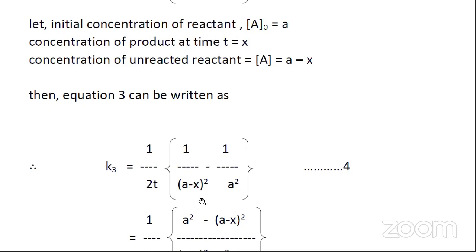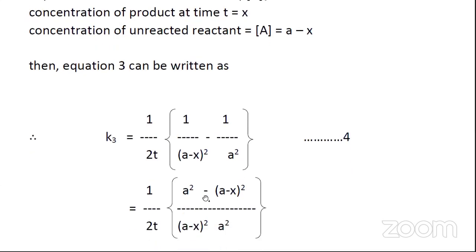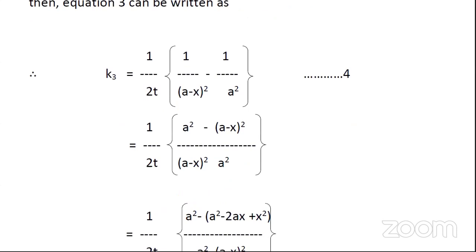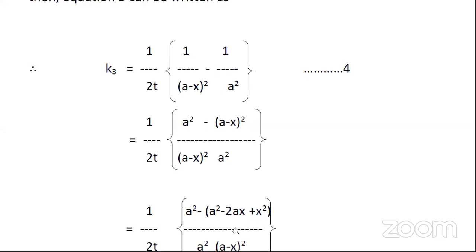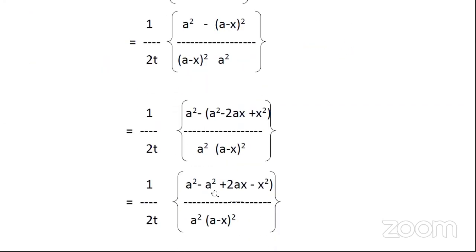Okay, now let us simplify this bracket term. If we simplify this, we get 1 upon 2t into [a square minus (a minus x) square] upon (a minus x) square into a square. Simplify this bracket, we get a square minus twice ax plus x square. Take the minus sign inside: a square minus a square plus twice ax minus x square. A square minus a square cancel out. What is remaining? Twice ax minus x square.